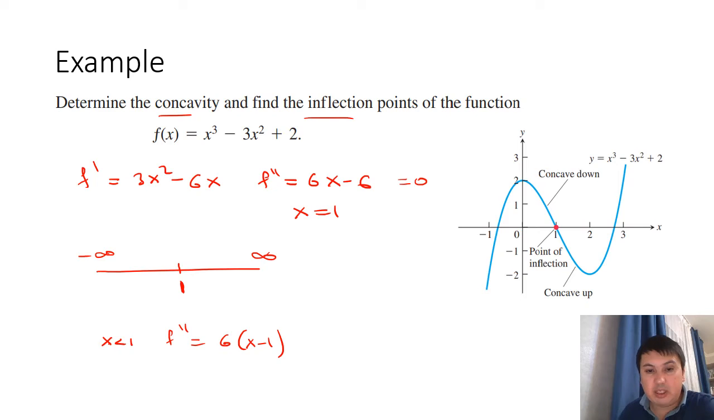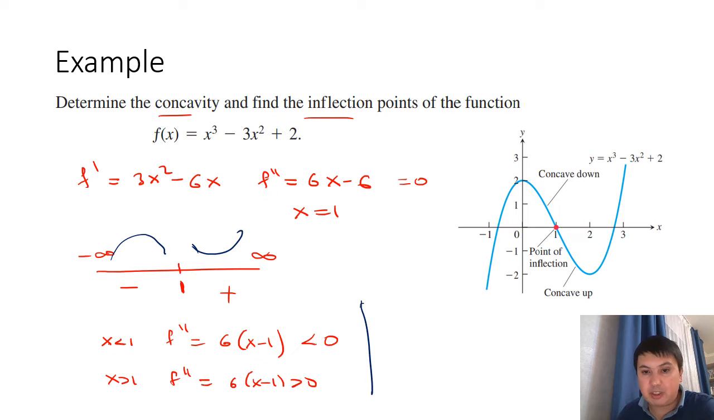If x is less than 1, x minus 1 becomes negative, right? So this is negative. If x is bigger than 1, then the second derivative is positive. So here it's positive, right? So it means from minus infinity to 1, I have a concave down function. From 1 onwards, I have a concave up function, like you see in the picture.